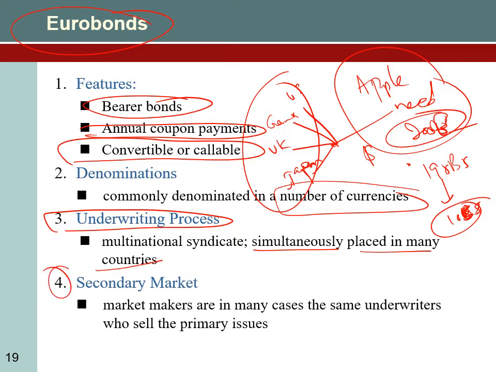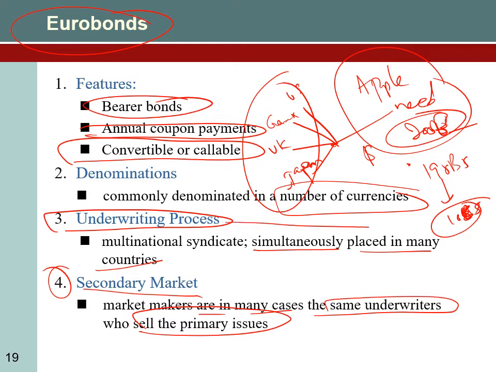Secondary market is a market where the bonds are sold and purchased for the second time, or after its issuance. So when the bond is issued the first time, we call this primary market, and after that the sale and purchase is called secondary market. The market makers are in many cases the same underwriters who sell the primary issue. So the underwriters also purchase this 10 billion, and for example, this was in 6 months.